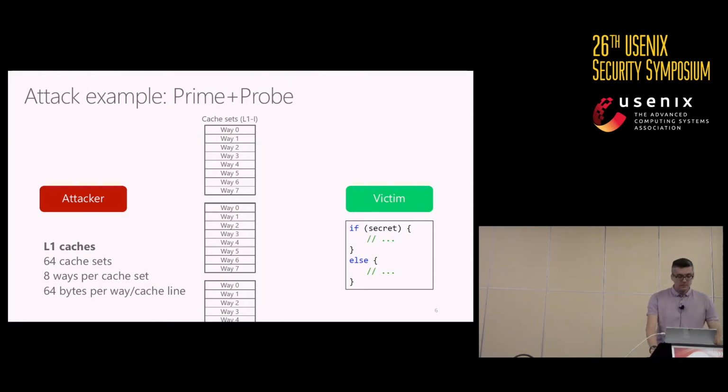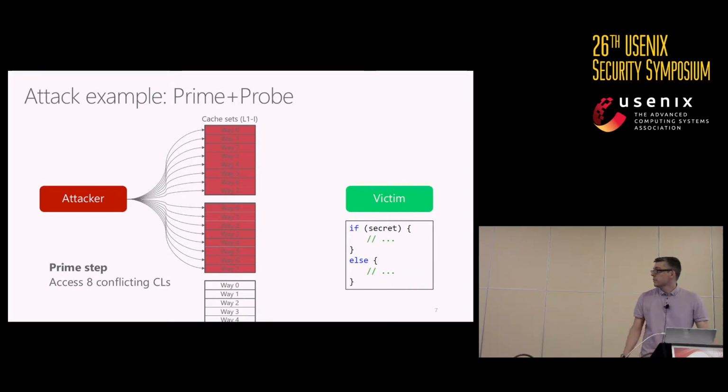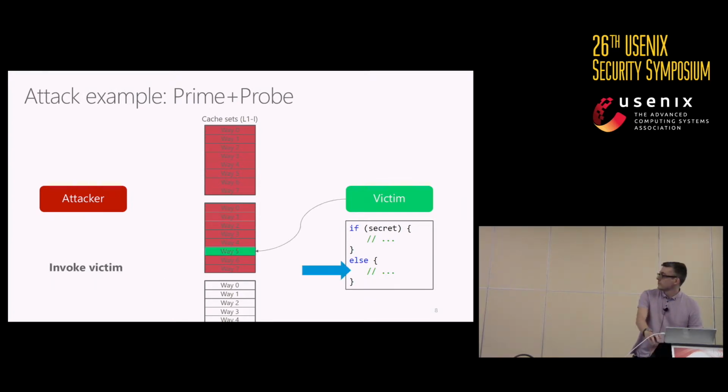So the attacker wants to learn what the victim is executing here. He primes the L1 instruction cache by executing conflicting code cache lines, and then he invokes the victim. The victim branches depending on the secret variable and fetches a code cache line for the else branch. In this case, it goes to the second cache line, cache set.